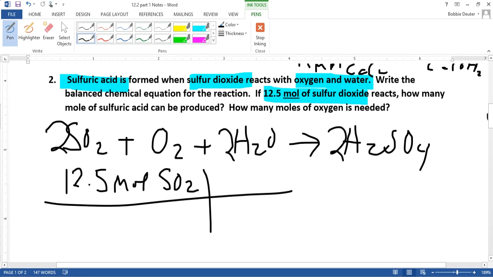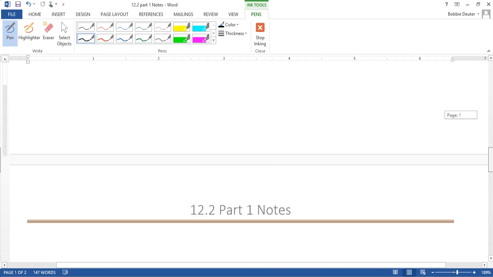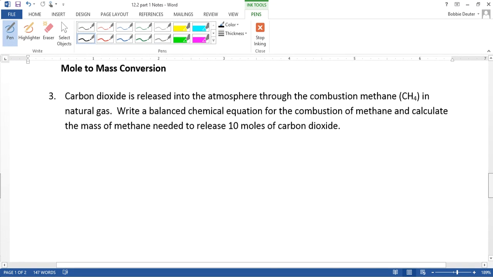What goes on top must go on bottom. So we have 2 moles. Again, this is our molar ratio from the balanced chemical equation. This label now cancels out. Going to our 2 moles of H2SO4, multiply the top, divide by the bottom, and you get 12.5 moles of H2SO4. You always have to start with the balanced chemical equation in order to do these, and then you can go on to the other part.